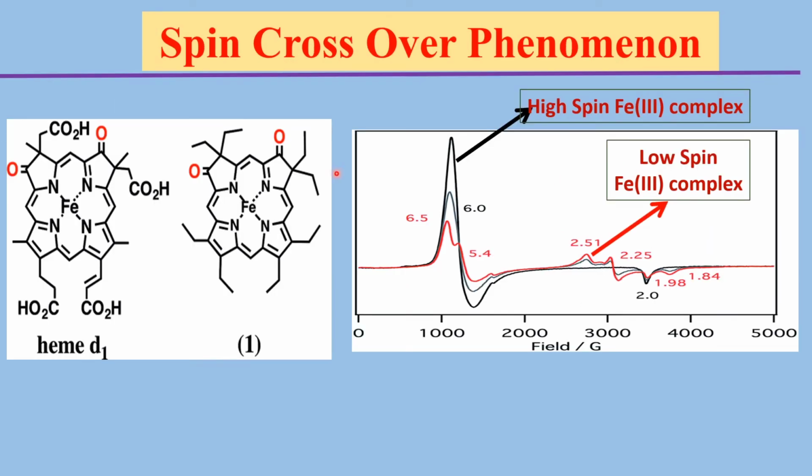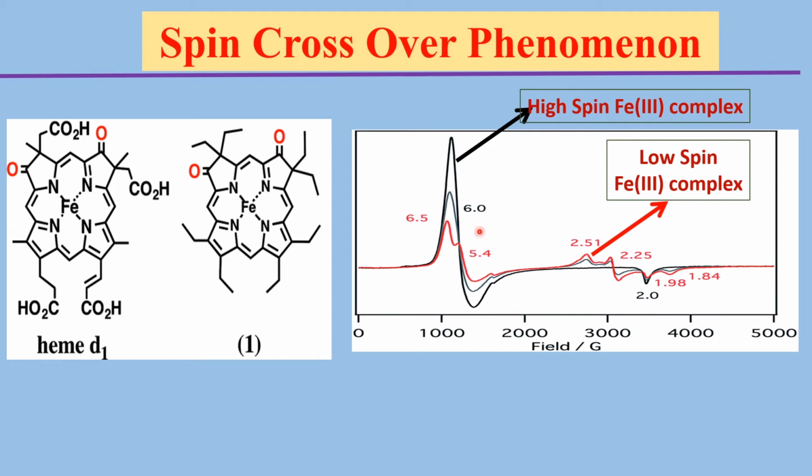Using EPR spectroscopy, it is reported that it is used to study the spin crossover phenomenon in iron(III) complexes. For example, heme, which is present in the active site of several proteins: cytochrome c, myoglobin, hemoglobin, cytochrome c oxidase, etc. This is the high spin iron complex.